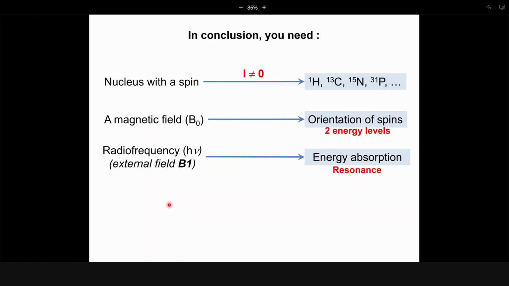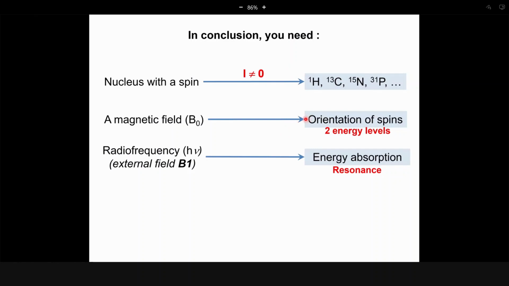So in conclusion for this theoretical part, to have NMR spectroscopy, we can observe only nucleus that have a spin number that is different from 0. For example, proton, carbon-13, and so on. We will talk only about proton and carbon-13 in this lecture.